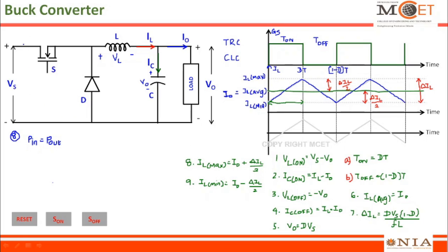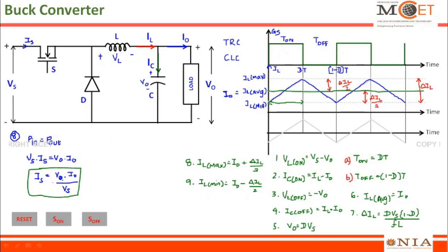Input power is Vs into Is, where Is is the source current. This should be equal to the output power, V0 into I0, where V0 is the voltage across the load and I0 is the load current. From this I can simplify and find Is equal to V0 into I0 by Vs. This is the primary expression for the source current, but it can be further simplified.